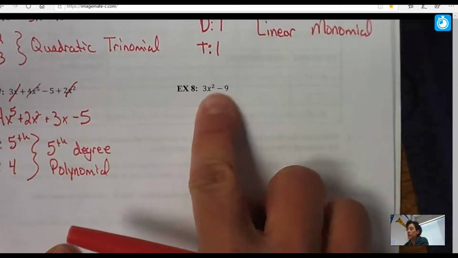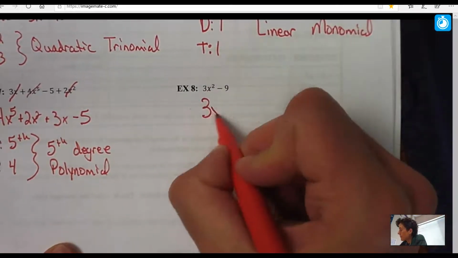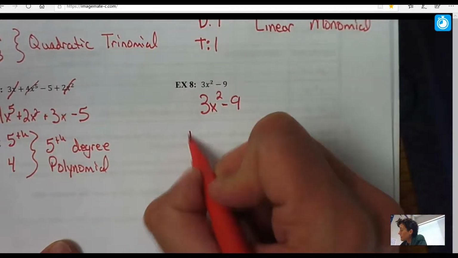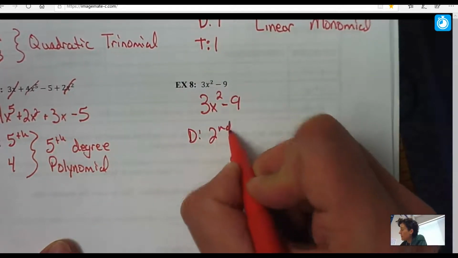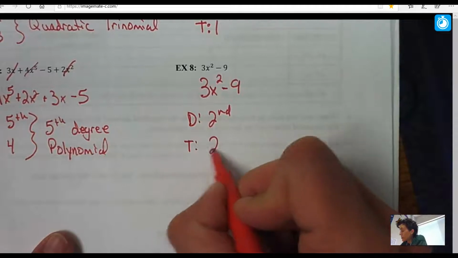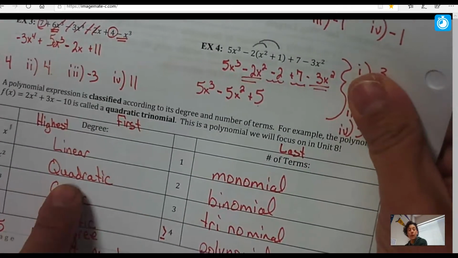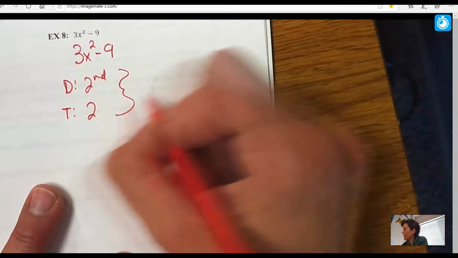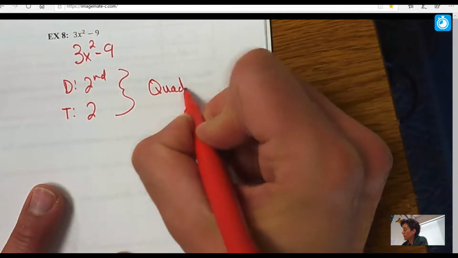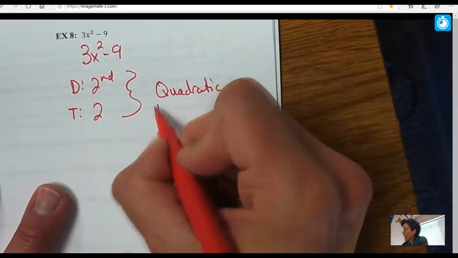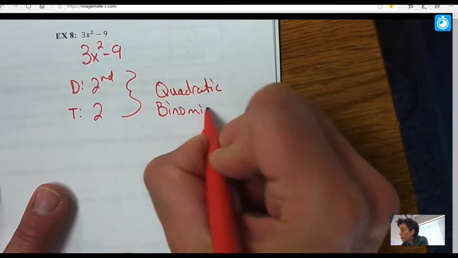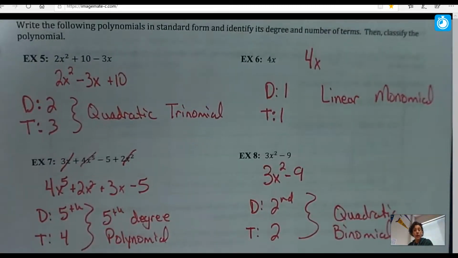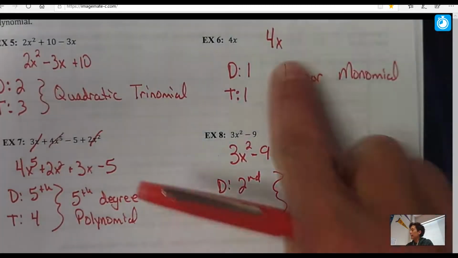And then the last one. So this is in standard form. When I look at its degree, it's a 2nd degree. The number of terms is 2. And so when I go back to this, a 2nd degree is a quadratic and 2 terms is a binomial. So I would call this a quadratic binomial.